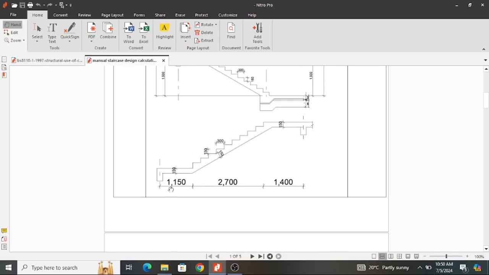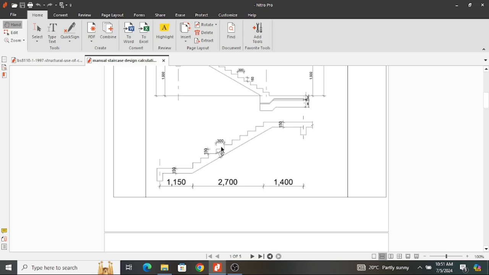And you can see that I have broken it down. The first landing measures 1.15 long, and the flight measures 2.7 meters horizontally, and then the second landing measures 1.4. You can see there is a dimension of 150 here that I have not talked about.